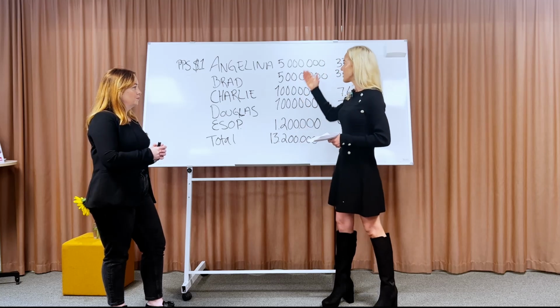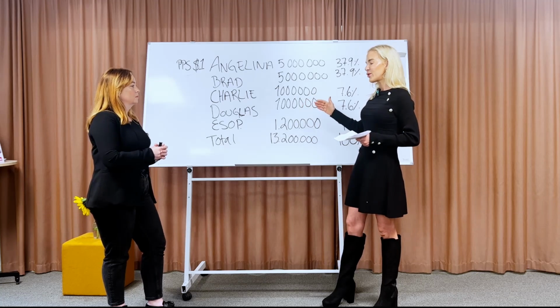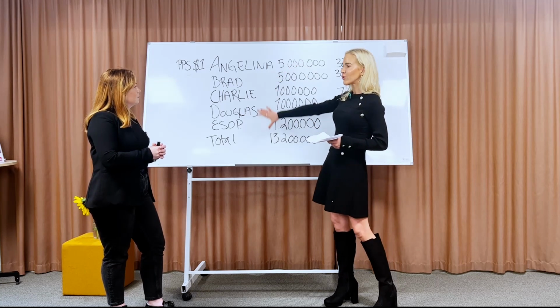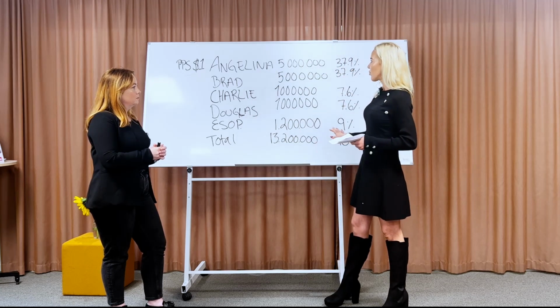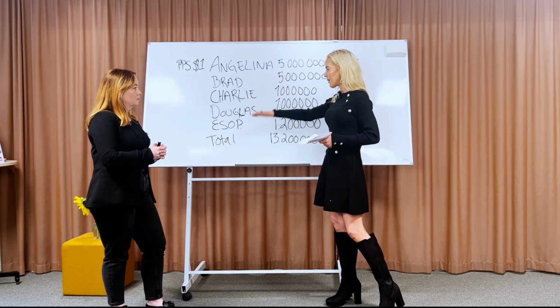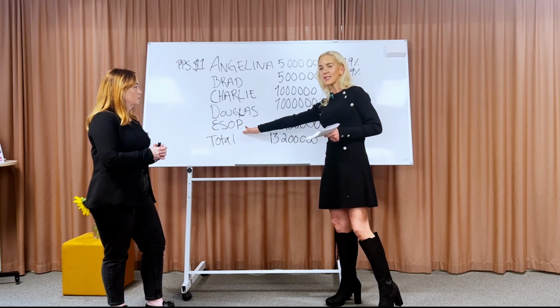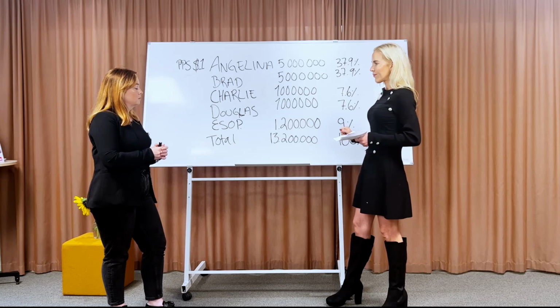Also, you can use it for the waterfall. The waterfall is the distribution upon exit. Who gets what when you sell the company? And if you have a really good cap table, that will be easy. Look at this, and then you just want to know, okay, so if I sell the company for 20 million, how much will I get? And we imagine that that will happen when the ESOPs are executed, so they are shareholders. Super easy to calculate in Excel.